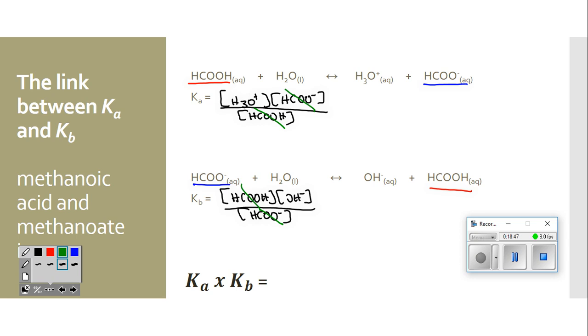Why? Well, look, there was a methanoic acid on the top and on the bottom. There was a methanoate ion on the top in one and on the bottom in the other. If I multiply them, they're going to cancel out. So what do I have left? Well, I have hydronium times hydroxide, which is what Kw is, very conveniently. So Ka times Kb equals Kw, just like hydronium times hydroxide equals Kw.